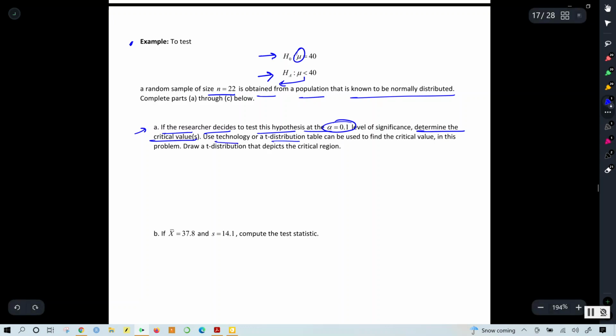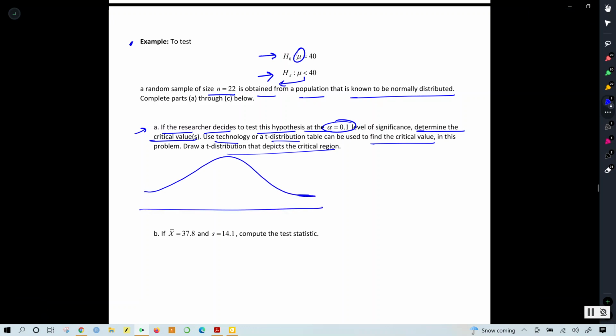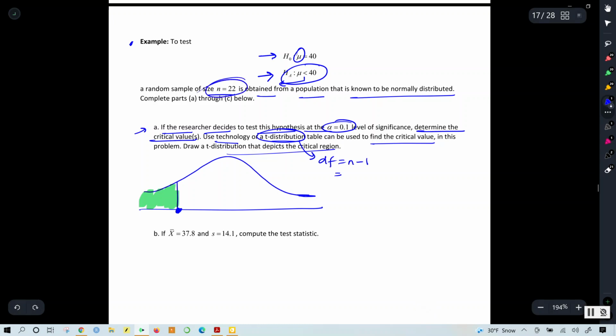So I can use technology or the t-distribution table to find the critical value. So let's proceed to do that. I'm going to sketch my t-distribution, and in which case I will follow up with how many tails. This is a left-tailed test, and then the next step will be to find the critical value using the t-distribution. The t-distribution will require n minus 1 degrees of freedom. My n is 22, so 22 minus 1 is 21, and the size of my alpha here is 0.1, which means I have 0.9 here.